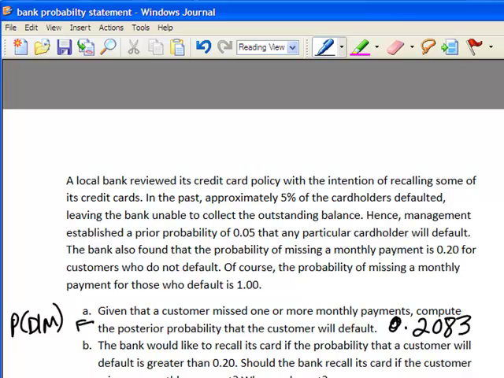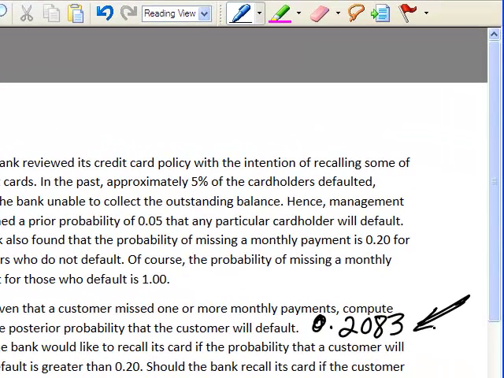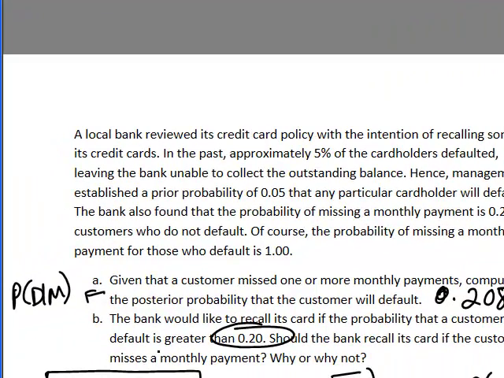Default given missed payment. Now the second part says the bank would like to recall its card if the probability that a customer will default is greater than 0.20. Should the bank recall its card if the customer misses a monthly payment? Well, yes, because that probability we computed is 0.2083. The probability that, given that somebody missed a payment, the individual will default is 0.2083. And since the bank has 0.20 as the criterion of decision making, then the bank should recall the card based on their own criterion that they have imposed.